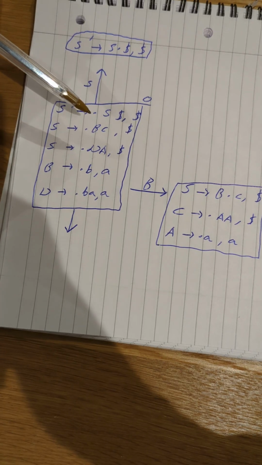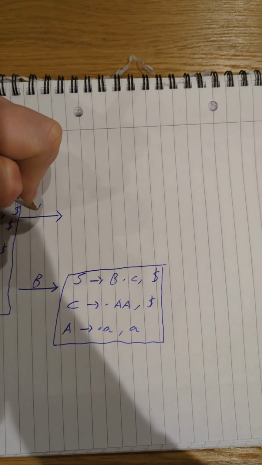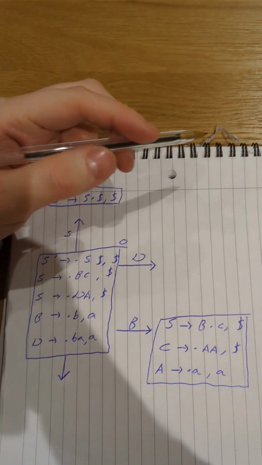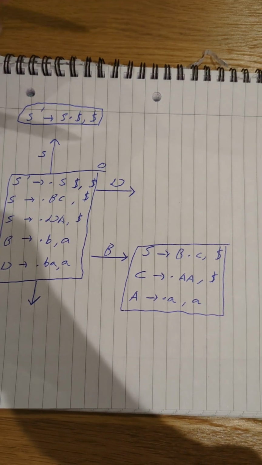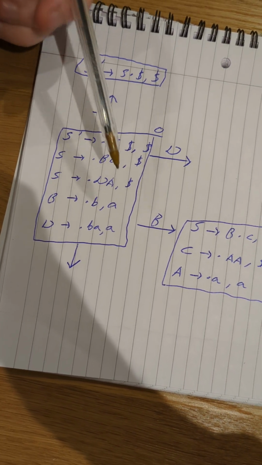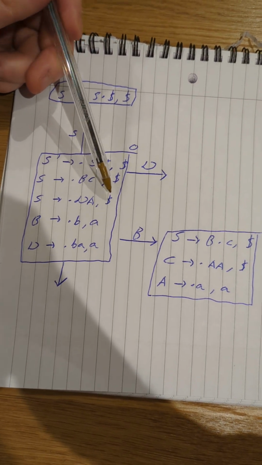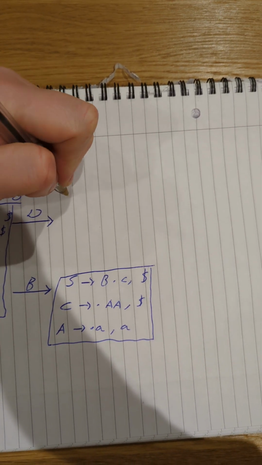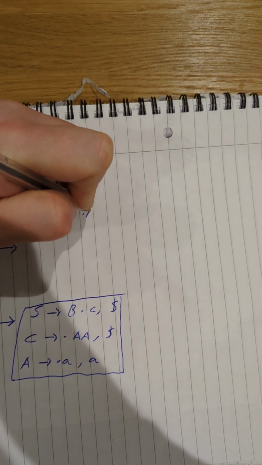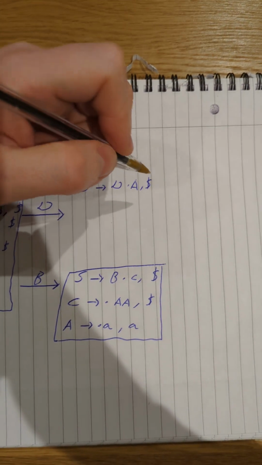Okay, coming back here, we could also have a D. I'm cheating because I'm using a layout that I know is going to fit on the page. It might be a little bit more messy for you. So in this case, we have to consider S goes to, and then this is going to move to the right, and it's going to be D dot A. And then we're going to copy over the look ahead symbol. So this is going to be S goes to D dot A, comma dollar, to indicate that's the look ahead symbol.